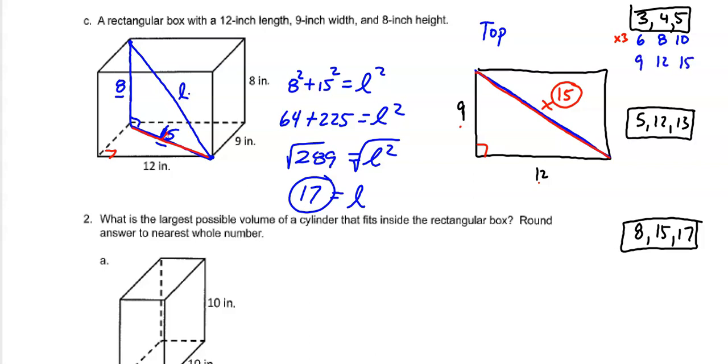So you could go through and put some doubles and triples, but the ones that I see the most on the standardized tests are 3, 4, 5, 6, 8, 10, 5, 12, 13. If you could just remember those 3, I would say 90% of all problems on the SAT that involve Pythagorean theorem, you wouldn't even have to do if you could just remember those 3 combinations.